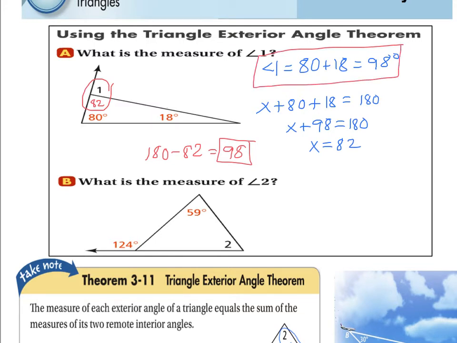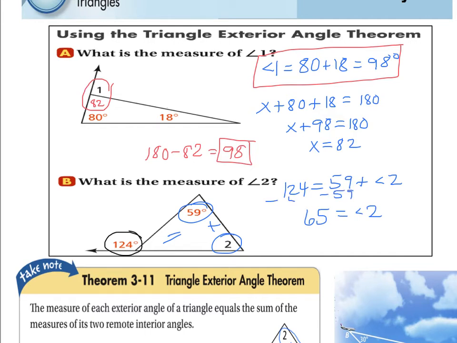Now, letter B. Again, this is the exterior angle, and these two are the remote interiors, so those two should add up to equal 124. So 124 equals 59 plus the measure of angle 2. To solve for angle 2, I subtract 59 from each side, so angle 2 is 65. In other words, I subtract 59 from 124 to get that other remote interior angle.